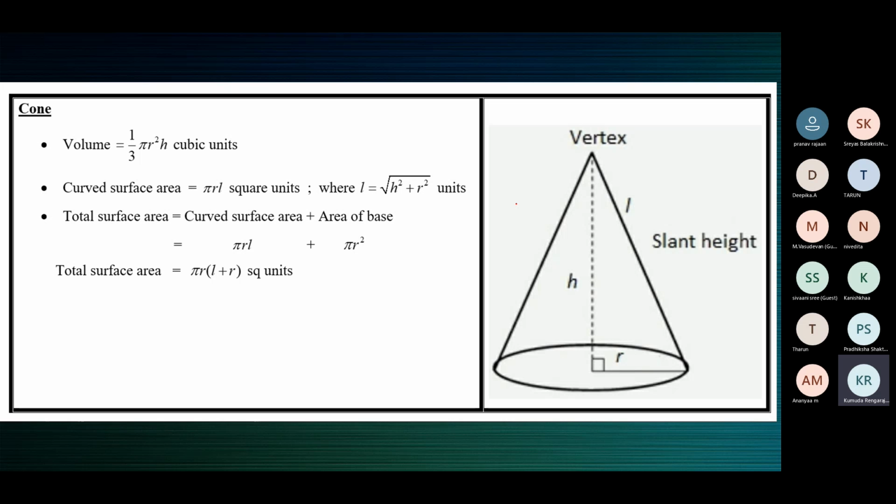Okay. So you have a cylindrical container and a conical container. You have a cylindrical container of, say, radius 7 and height 14. You also have a conical container of the same radius 7 and the same height 14.